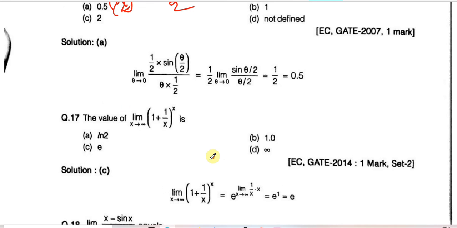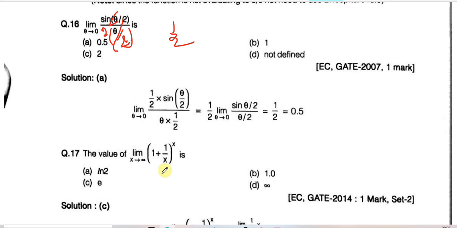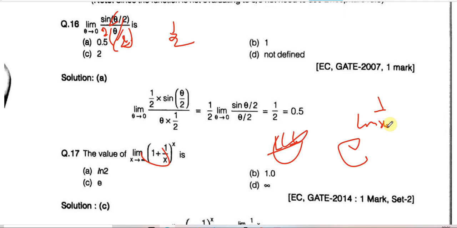Now the next problem is of x approaches to infinity. So 1 upon infinity is 0, so 1 to the power infinity form is there. For 1 power infinity form, I have already told you what the formula is: e to the power limit of this function minus 1. So minus 1 you will do, then it will be 1 by x into this upper function x. So 1 by x into x will be 1 only. So e to the power 1 will be the answer.